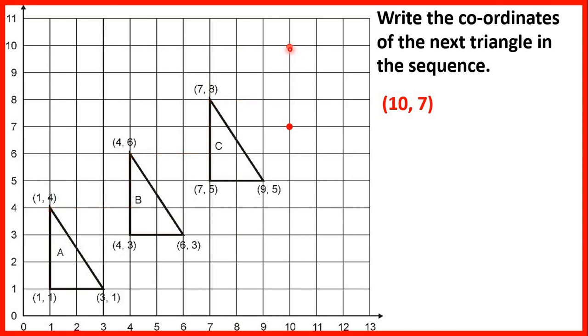So our next point is here, and if we go down, that's 10, then across, that's 10, so our coordinates are 10, 10. And then for the last point in our triangle, again you can see that we're going across 3 and up 2 each time. So if we do that again, we get to this point here. Going down, that's 12, and across, that's 7, so our coordinates for this point here are 12, 7. And if we join these points, we'll get triangle D, so the next triangle in the sequence.